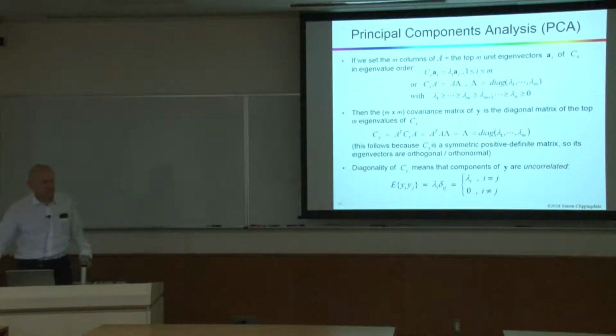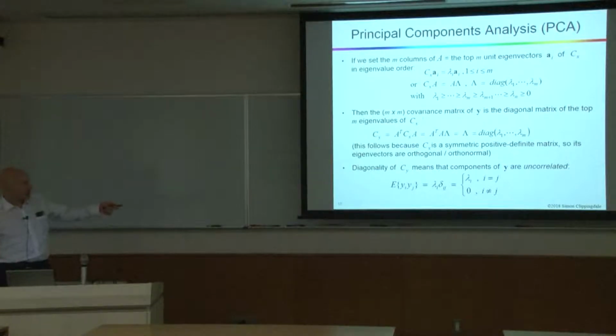Why is that interesting? It's interesting because if you choose your transformation matrix to be the top, that's to say with the biggest energy, eigenvectors of the input signal's correlation matrix CX, then you can show, I won't go through all this, that the covariance matrix of your output signal Y is diagonal. So it has these values on the leading diagonal, and it's 0 everywhere else.